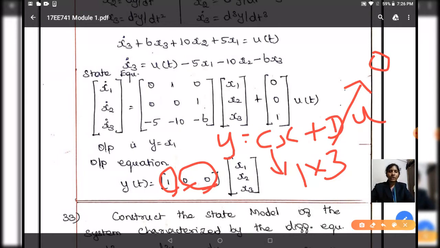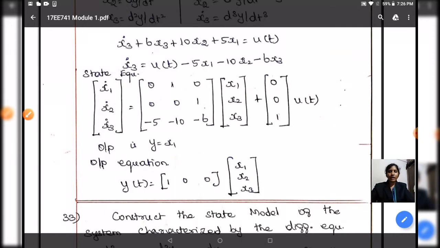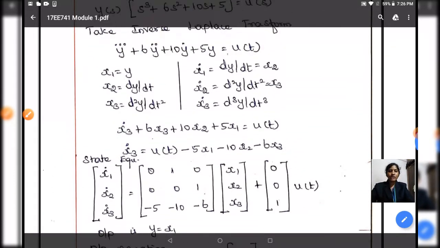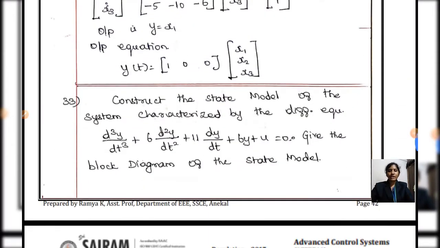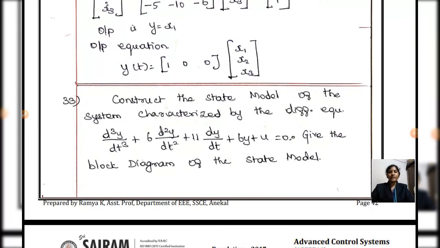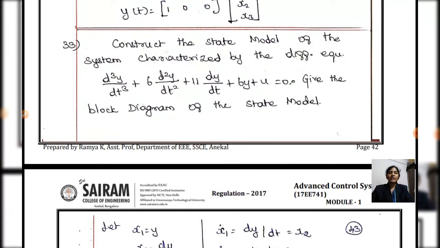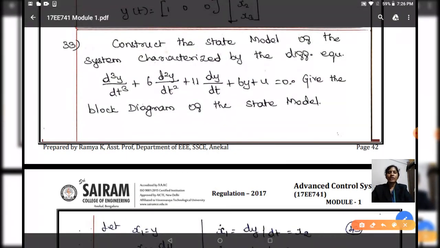This is how you need to solve the problem if a transfer function approach is given. So next problem, construct the state model of the system characterized by the differential equation. Here they have given the differential equation, and they have also asked to give the block diagram of the state model.